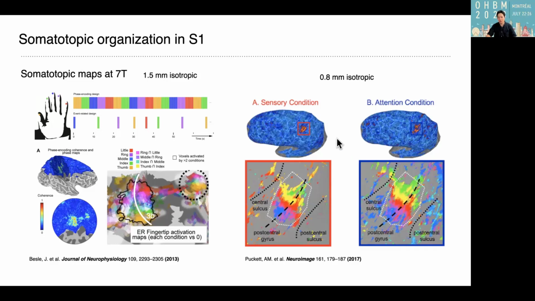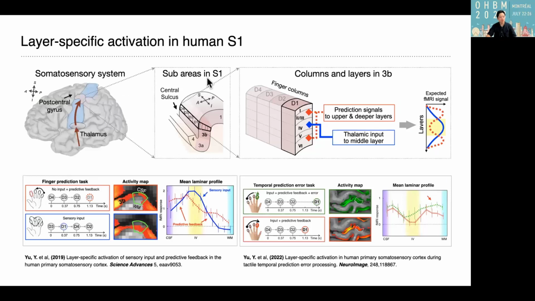Layer fMRI has the advantage of testing cross-finger interaction as well as feedback modulation across these areas in S1. For example, in our previous study, we found that finger input activated the middle layers of area 3B, whereas the upper and deep layers are more likely to be activated by predictive feedback. We also found that a prediction error feedback signal may modulate the activity in deep layers of area 3B.